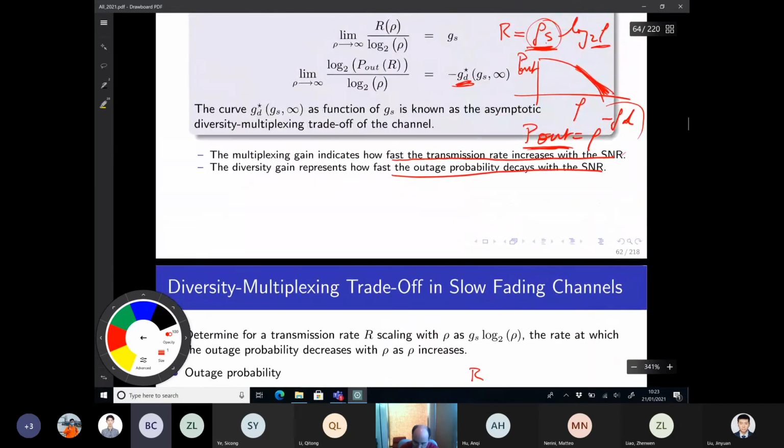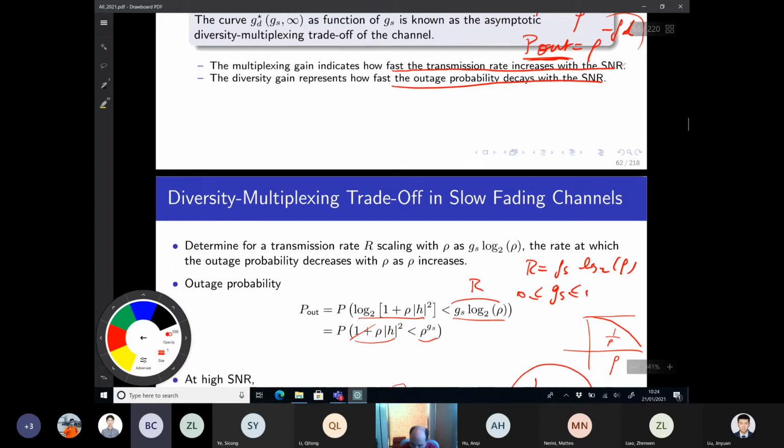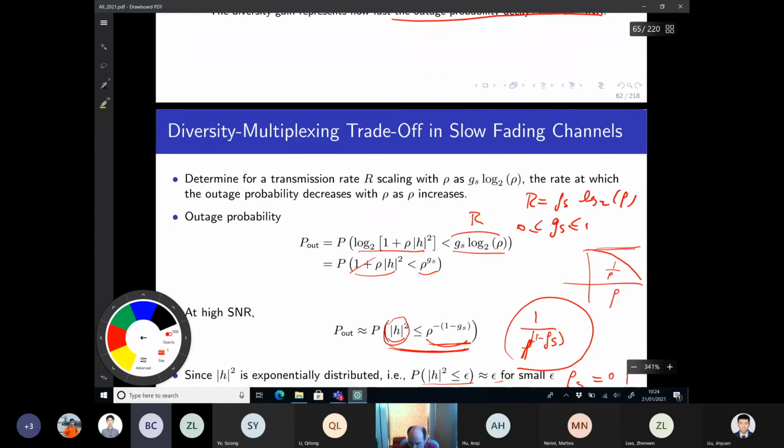So I want to increase the rate as GS log 2 rho. My multiplexing gain will be between 0 and 1. At most, I can increase as log 2 rho, because that's the maximum rate at which I could transmit according to Shannon's expression. Then, if I do that, I will have an outage probability that will be constant. That means whatever my long-term SNR, in the high SNR regime I will always have an outage probability that will be constant.